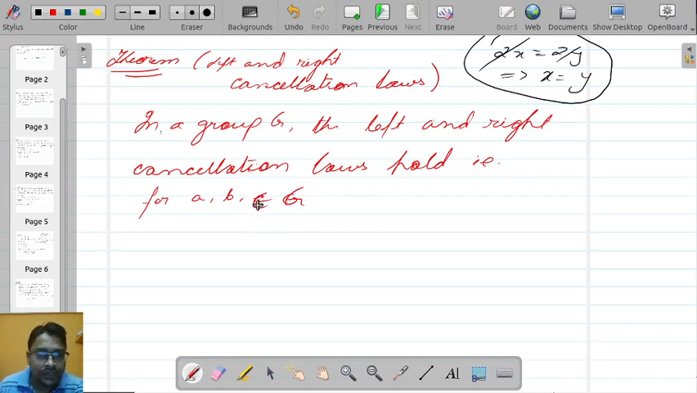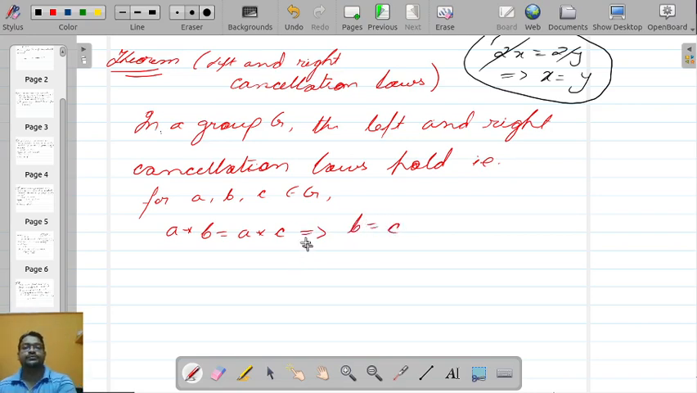Sorry, A, B and C. That is, for A, B, C belonging to G, say A star B equal to A star C always implies B equal to C. Okay, this particular law holds. Means if we have A star B equal to A star C, immediately in the next step we can write B equal to C. Means A can be cancelled from the left side.